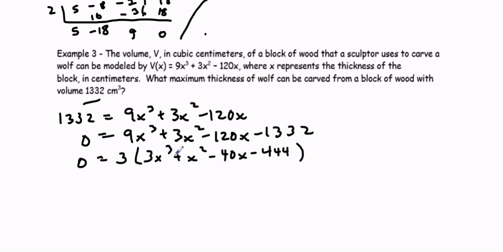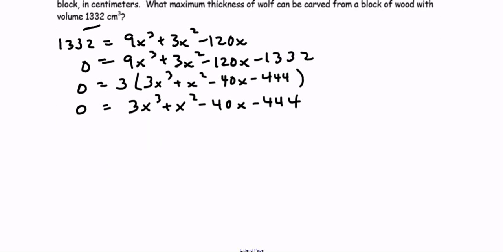Okay, I can divide now by 3 to literally get rid of it on both sides, because if I divide, of course, 0 by 3, I am still at 0. So I'm just going to leave this as 3x cubed plus x squared minus 40x minus 444. Okay, so I'm going to try grouping this, but I can tell you right now it's not going to be pretty, so I'm not going to be able to group it. But I did have a glance at least to check to see if that might be possible.